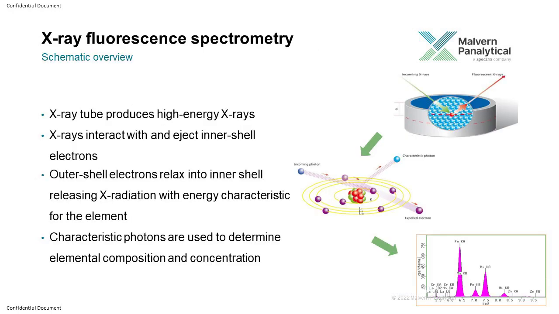The technique is pretty simple in principle. You have a source of high energy X-rays that falls onto your sample. These X-rays knock out the inner shell electron, either the K shell or the L shell, and then the outer shell electrons fall and generate secondary X-rays, which are characteristic of your element.